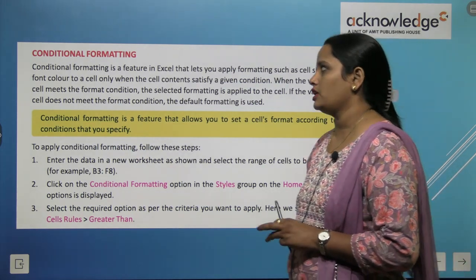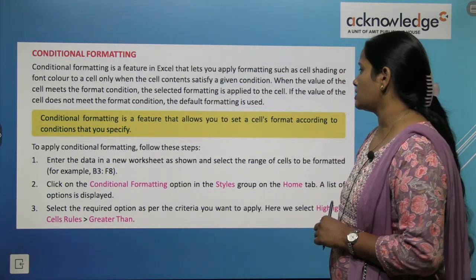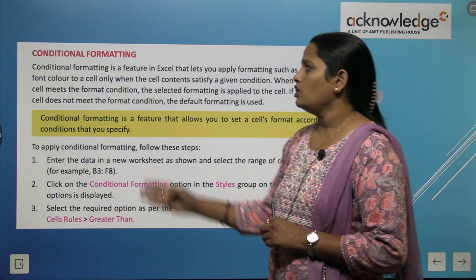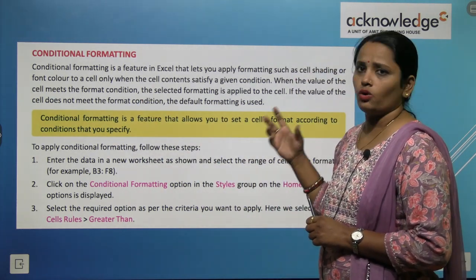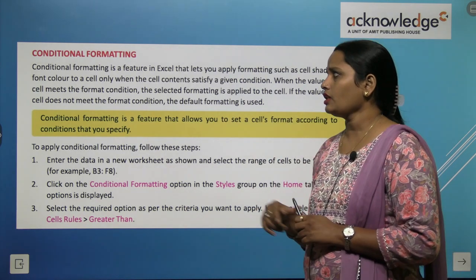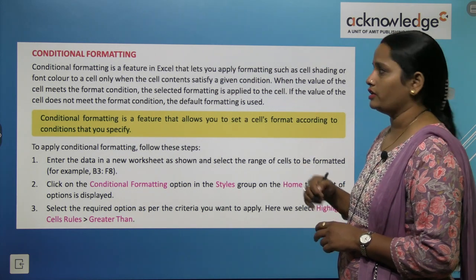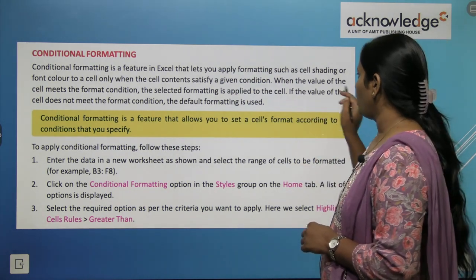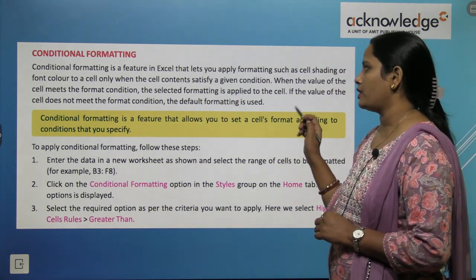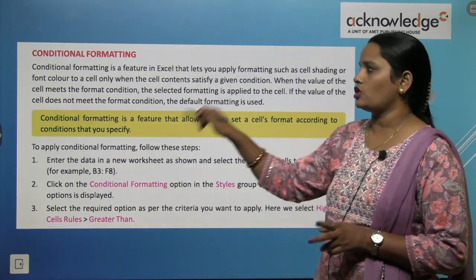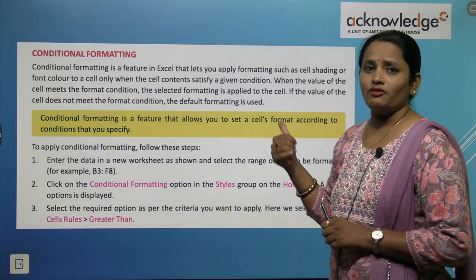What is conditional formatting? It is a feature in Excel that lets you apply formatting such as cell shading or font color. So by this we can change the look of the cell when the cell content satisfies a given condition. When the value of the cell meets the format condition, the selected formatting is applied to the cell, and if the value does not meet the format condition, the default formatting is used.